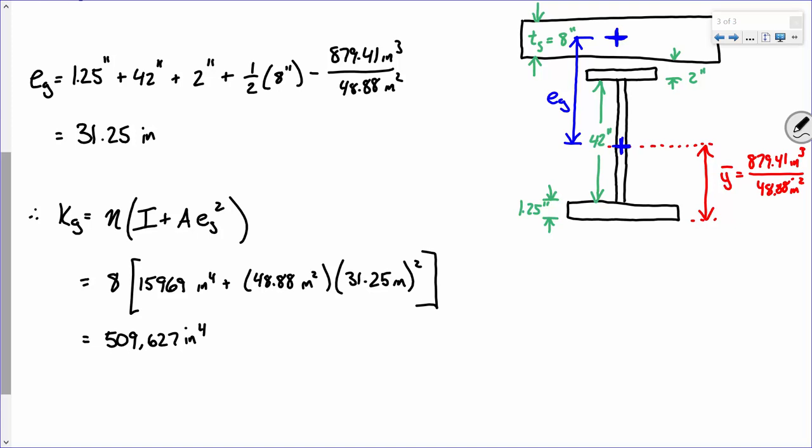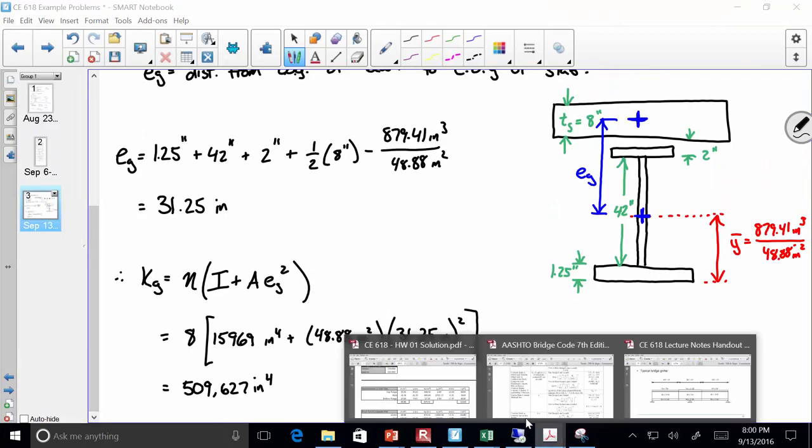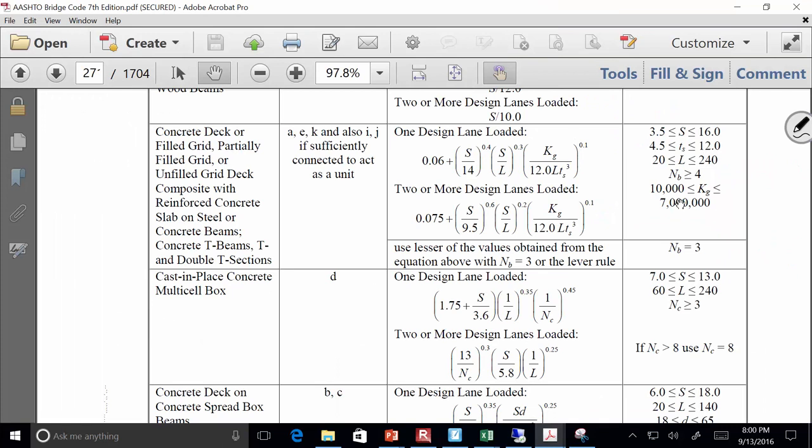So that's a longitudinal stiffness parameter taking into account the slab and the beam. Does that fit within our range of applicability according to the spec? Of course, yeah, it's almost like smack dab in the middle. So at least I want to make sure of that. Yeah, so 10,000 to 7 million, so we're good. Okay.